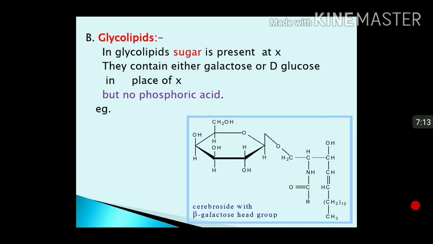Let us see about the glycolipids. In glycolipids, sugar is present at position X, that is at third position of sphingosine. They contain either galactose or D-glucose in place of X, but they do not contain phosphoric acid. So in this box is shown the structure of glycolipids, in which you notice that at third position a sugar is present. Here it is beta galactose, that is the head group of this compound.